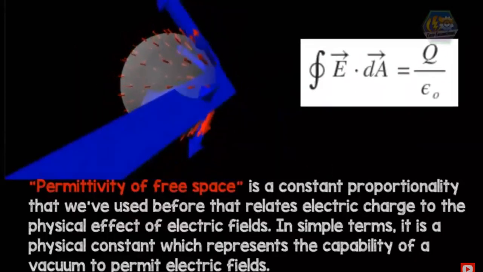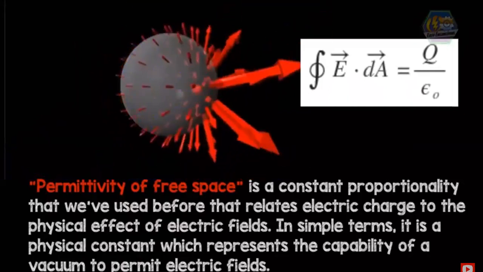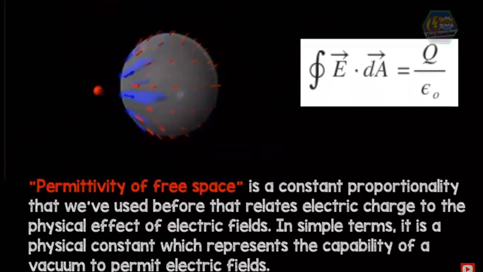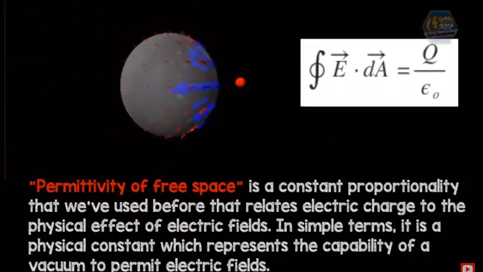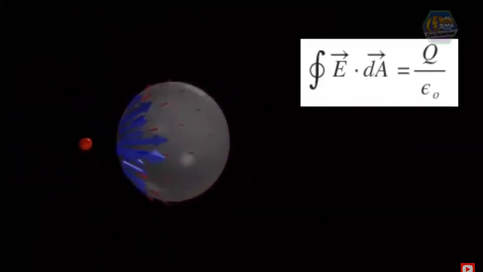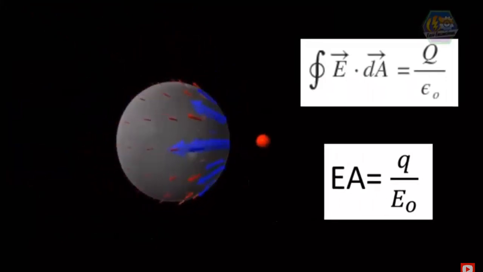The permittivity of free space is a constant proportionality that we've used before that relates electric charge to the physical effect of electric fields. In simple terms, it is a physical constant which represents the capability of a vacuum to permit electric fields. If the electric field is constant over the surface, then the left side of the equation becomes E times A. Now let's proceed to the second equation.